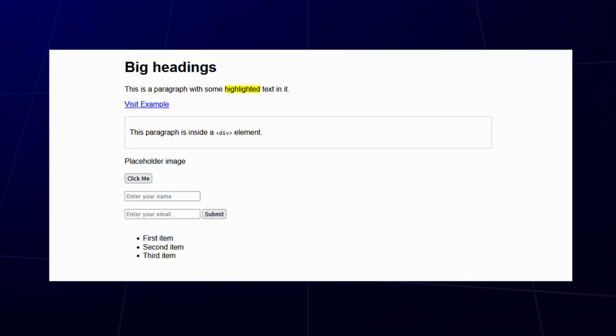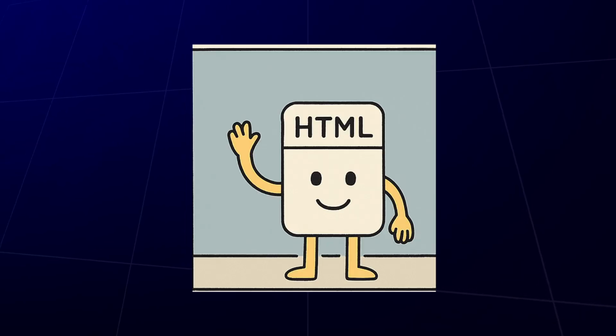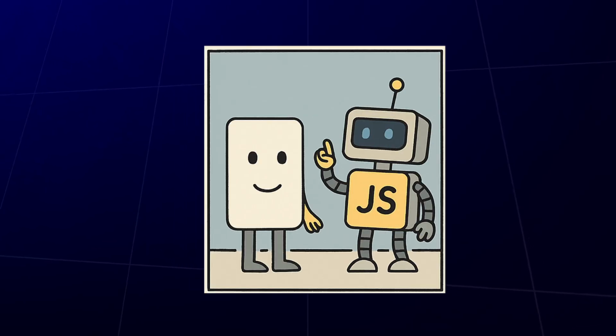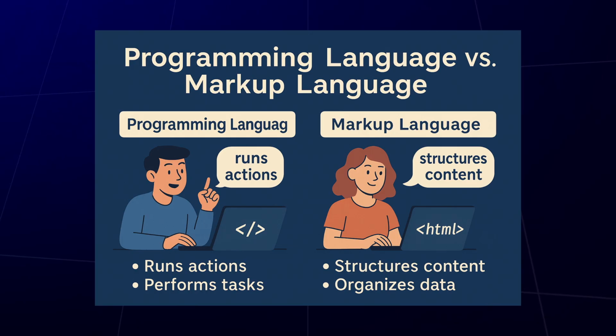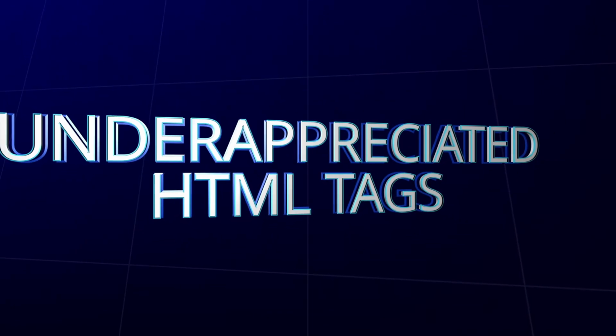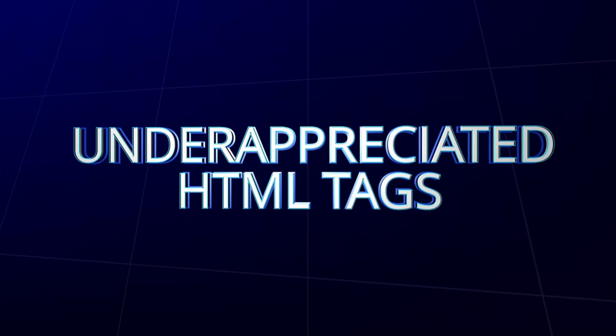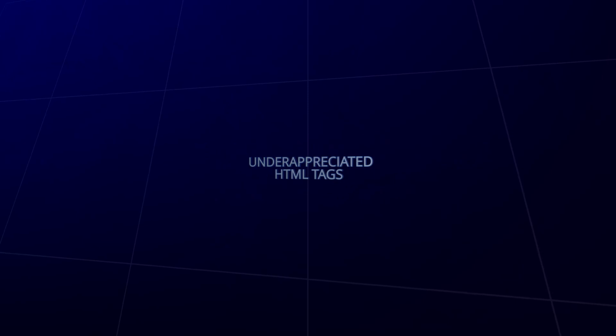One cool thing, HTML doesn't actually do anything dynamic on its own. It simply structures your content neatly. That's why it's called a markup language, not a programming language. And while those are the most common tags, there are a few more that are super useful but often underappreciated.